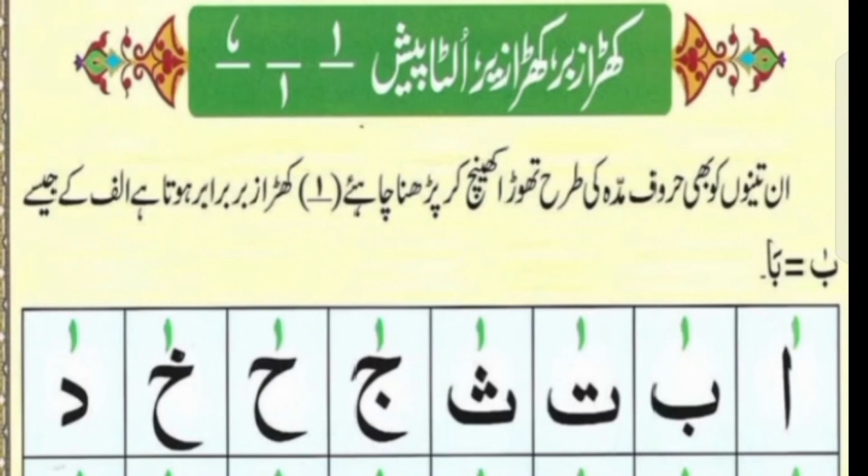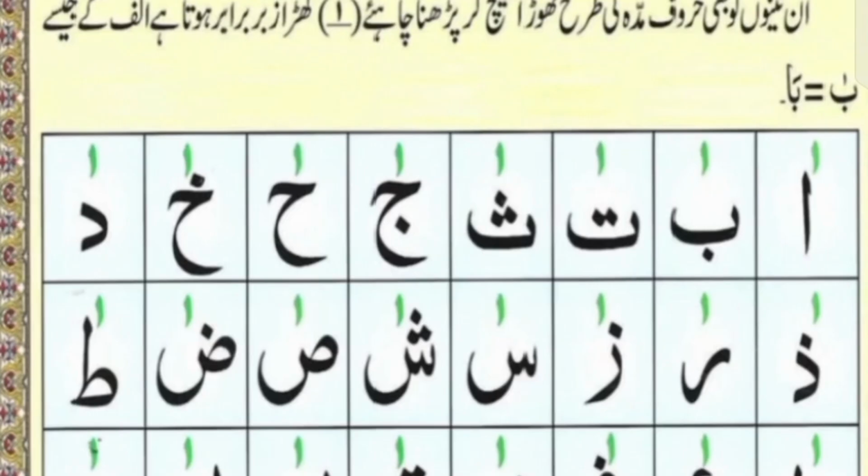Let's start our today lecture. Our today lecture is about standing Fatha, standing Kasra, and inverted Damma. The standing Fatha is equal to one Aleph. The letter on which this standing Fatha is written will be stretched about 1 to 2 seconds and will be equal to one Aleph.